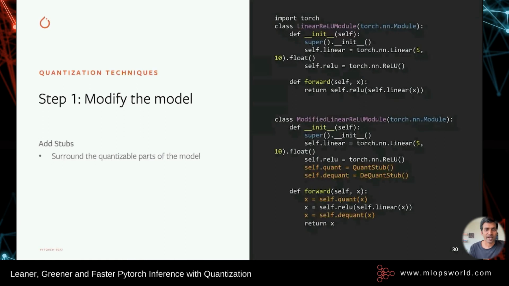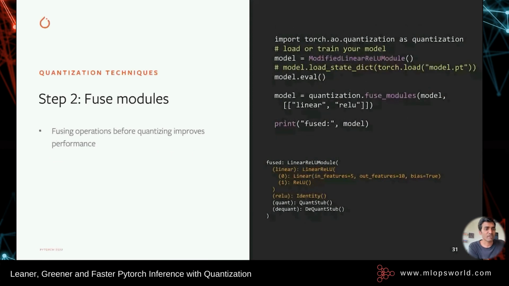Once you have done that, the next step is module fusion. In module fusion, you take modules that are called one after the other, and you fuse them into one single kernel. What this does is it increases performance. Instead of doing linear and ReLU separately, now it's just going through a single kernel. So this makes inference typically faster.